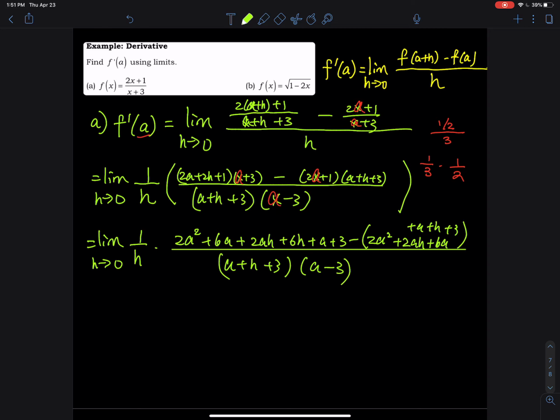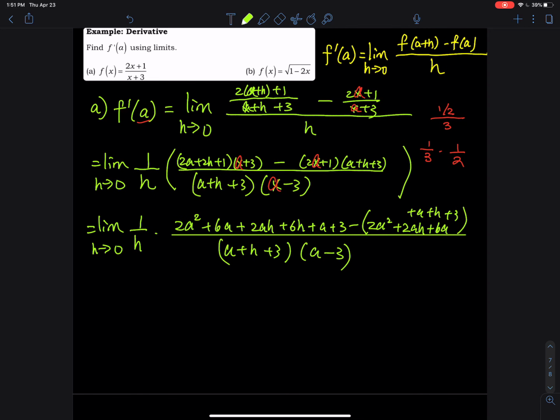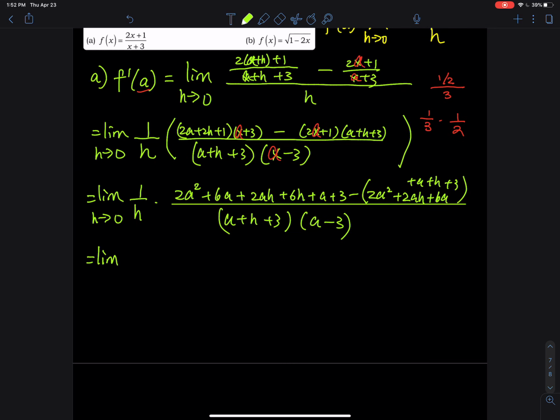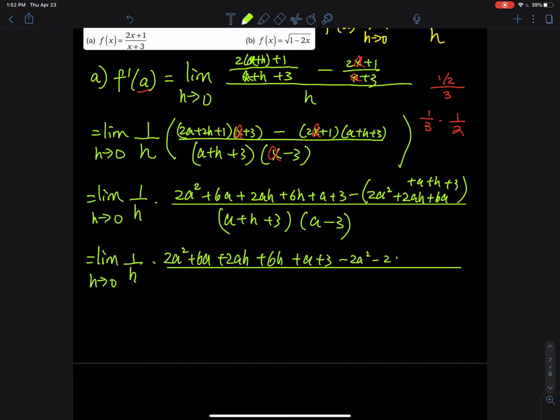a plus 3. Okay, so we are going to open up the minus, and then see if we are able to get rid of any terms. So we have the limit as h goes to 0, 1 divided by h. Keep the line straight. We have 2a squared plus 6a plus 2ah plus 6h plus a plus 3 minus 2a squared minus 2ah minus 6a minus a minus h minus 3, all divided by a plus h plus 3 and then a plus 3.